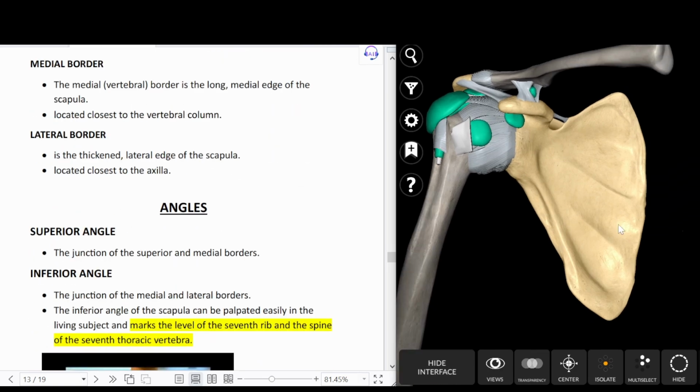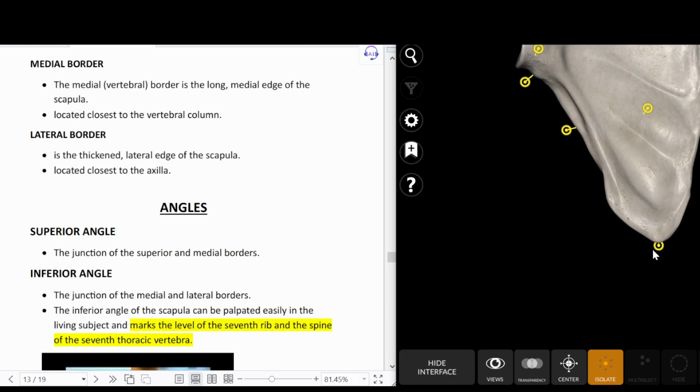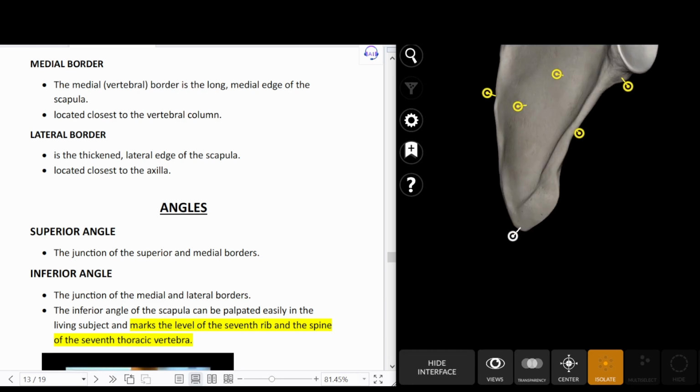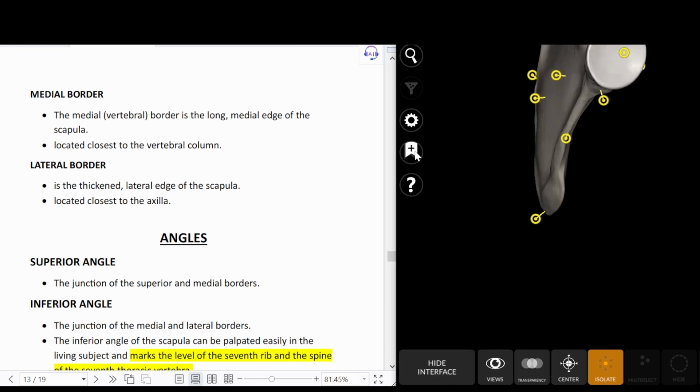The superior angle, as we already know that the angles are formed by two borders. So your superior angle, this is your superior angle, and the superior angle is made by the junction of the superior border and medial border. The inferior angle, this is your inferior angle. The inferior angle is made by the junction of the medial and lateral borders.